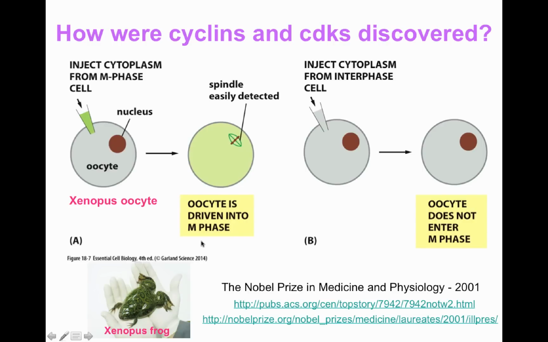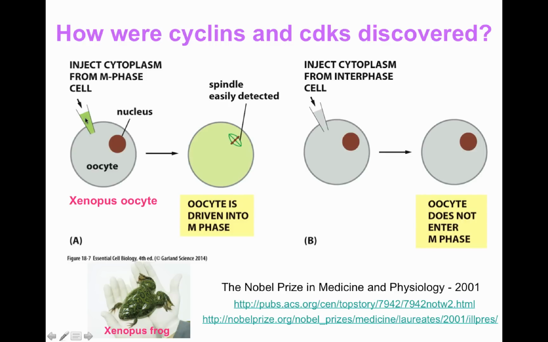Now, how was this cyclin-CDK complex discovered? The work that was awarded the Nobel Prize in 2001 for the discovery of the cyclins was done on Xenopus. Xenopus is this little ugly frog here at the bottom. Actually, it's so ugly that it's cute. And its eggs, or its oocytes, are sufficiently big to allow us to understand a lot of biological processes, so we can use them. So what the experiment did was to take cytoplasm from a cell that is undergoing mitosis and inject it into a Xenopus oocyte, shown here in gray.